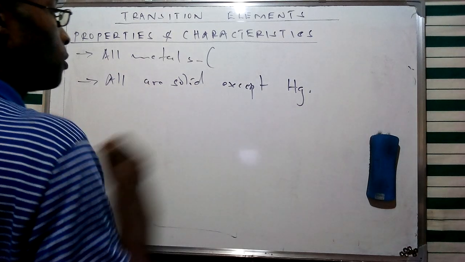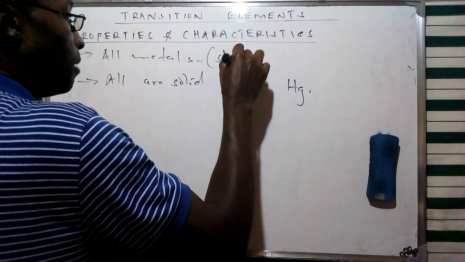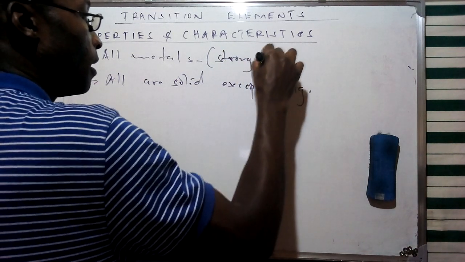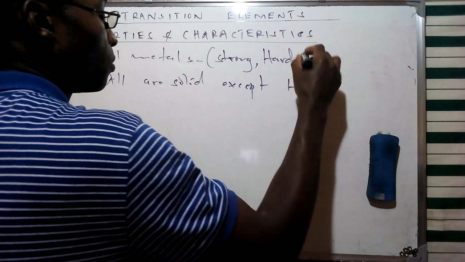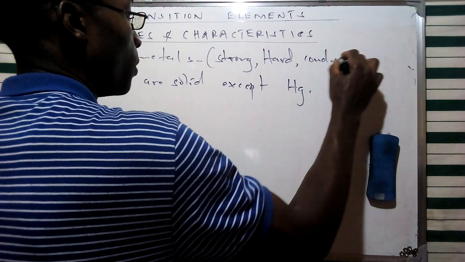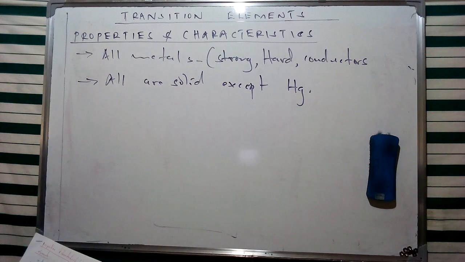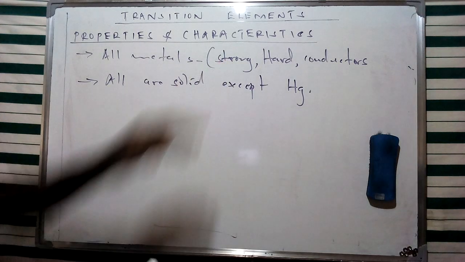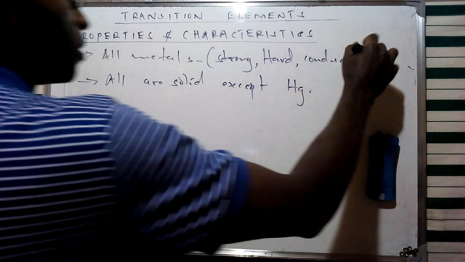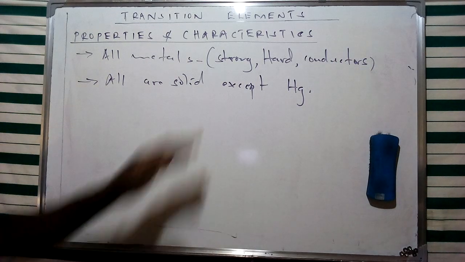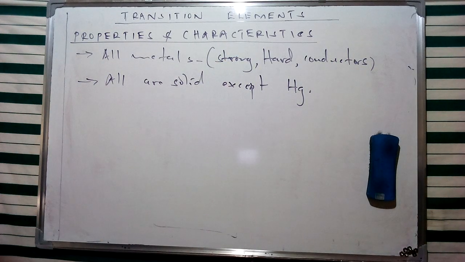And for them being metals, these are going to exhibit the metallic character of being strong, hard, and of course they're going to be good conductors of both heat and electricity. And then we're going to see also that among other characteristics, they are shiny, malleable, and ductile.